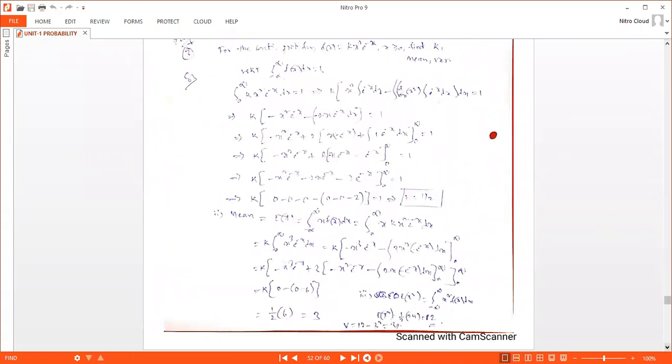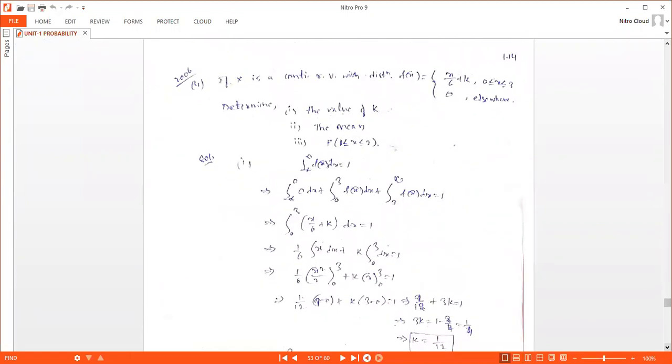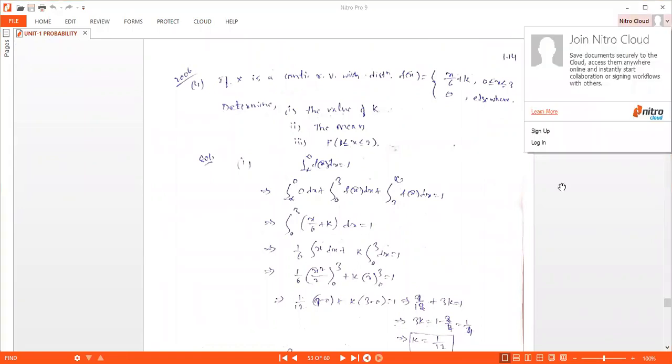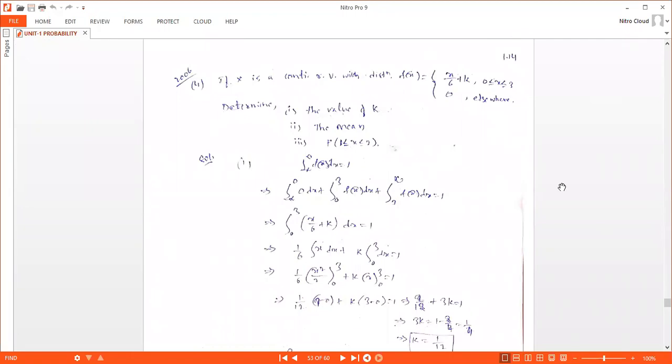Now coming to the next problem. If x is a continuous random variable with distribution function f(x) equal to x by 6 plus k for x lying between 0 and 3, otherwise the functional value is 0. We need to determine the value of k, the mean, and the probability of x lying between 1 and 2.